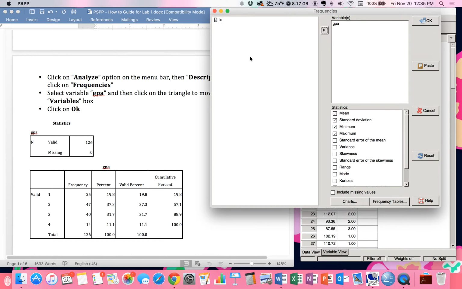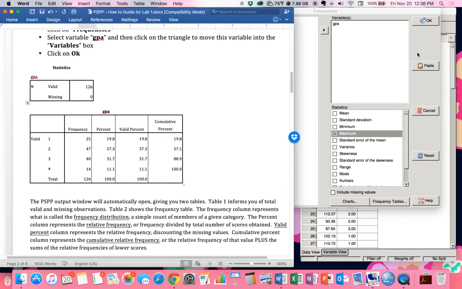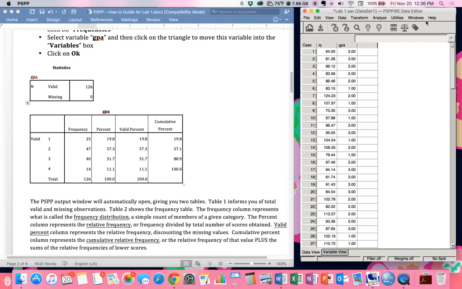So this will always be my list of all the variables in my data set, and this will be the variable I'm interested in analyzing. Now, I'm going to unclick these because we're going to talk about this in just a minute. So it automatically gives me some statistics, right? But right now, all I want is an actual frequency distribution table because that's what we're talking about here, right? So I just have to move my variable over and click OK.